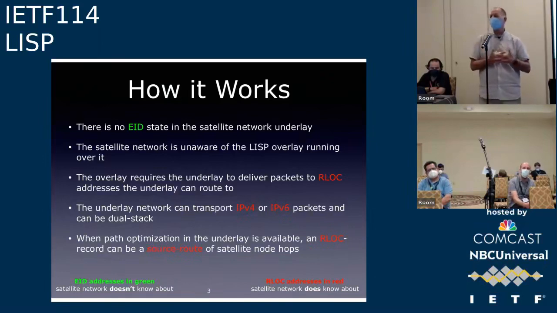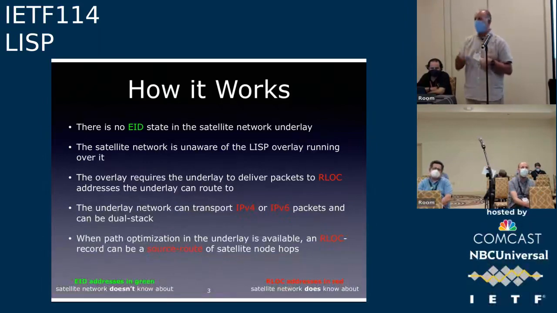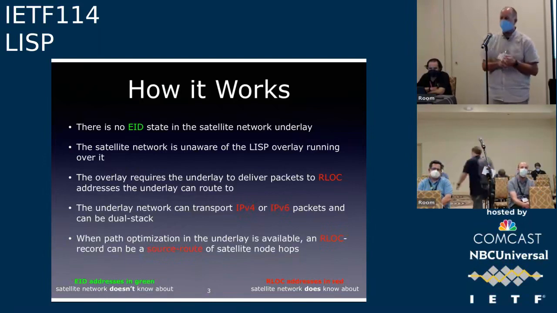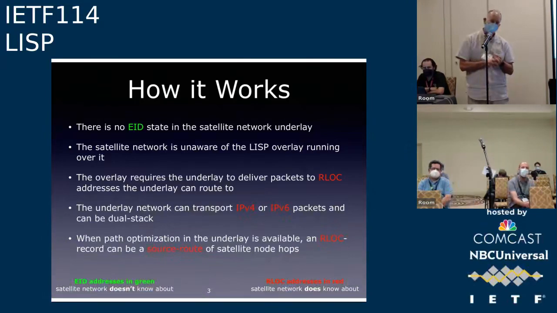When path optimization is available in the underlay, just like on the capital I internet now, if you're running segment routing and you want the XTR to influence the path of the underlay, it could prepend source routes or segment routes in the packet. This would be the same in the satellite network as well, if we wanted to use any kind of source routing, be it relative to the satellite network or using IETF mechanisms. Next.